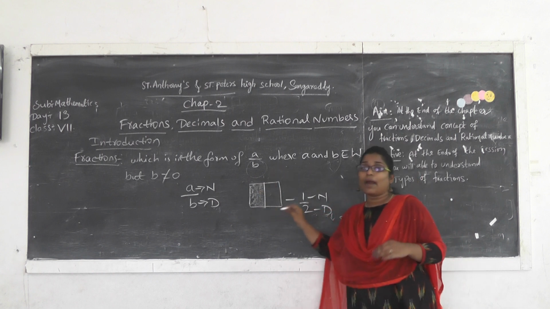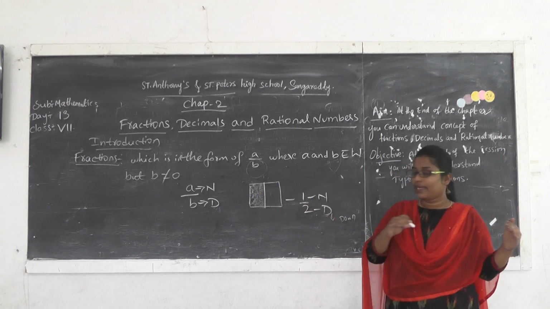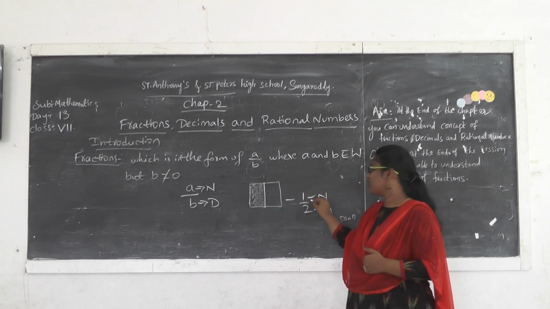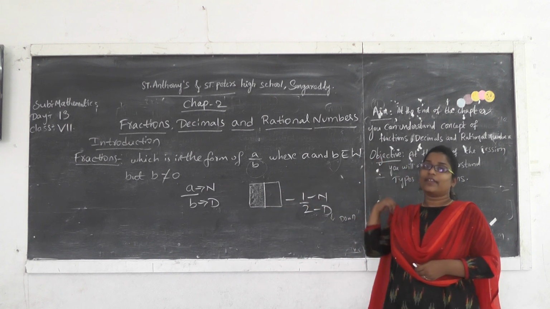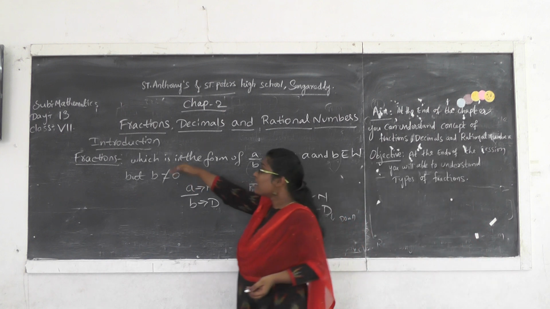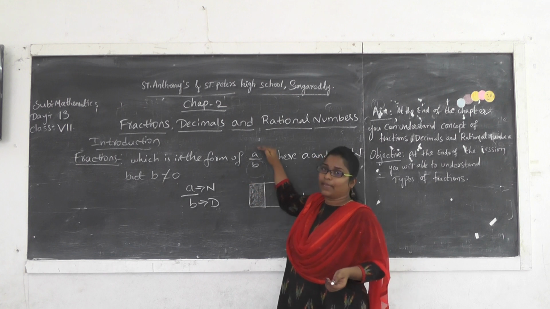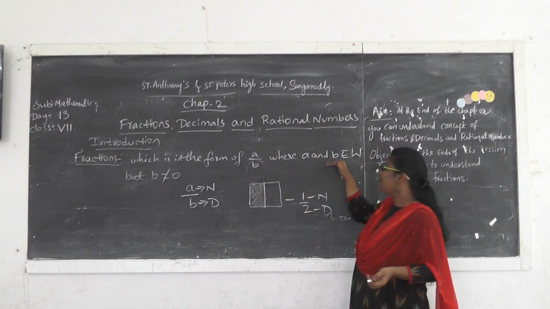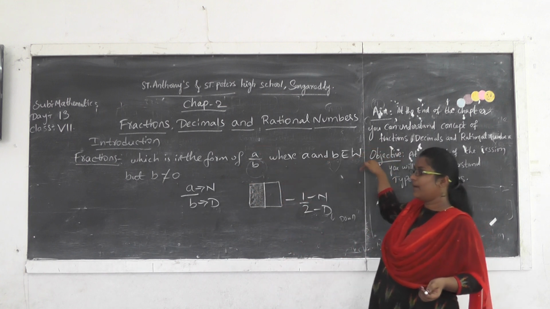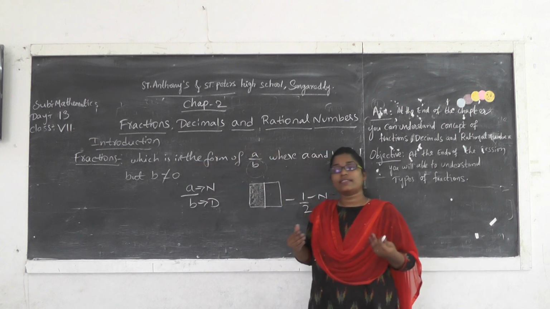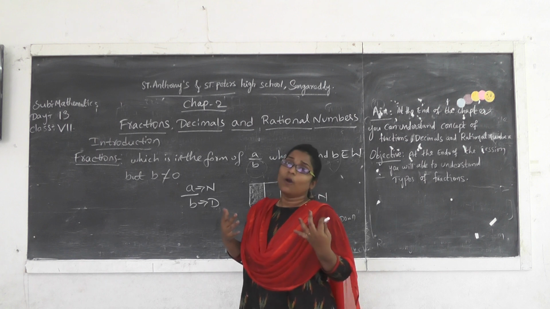The total whole part, how many parts is it divided into? 2 parts, so the denominator is 2. How many parts were shaded? 1, so the numerator is 1. Okay, what is meant by fraction now? Repeat once. A fraction is nothing but which is in the form of a by b, where a and b belong to whole numbers but b should not equal 0, or else you can say a fraction is nothing but a part of whole.